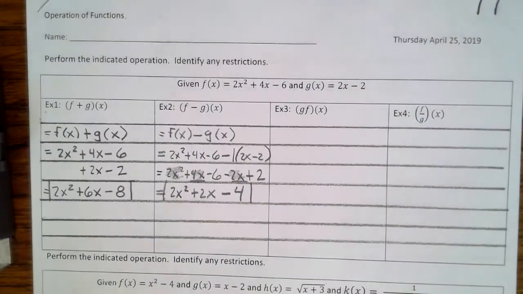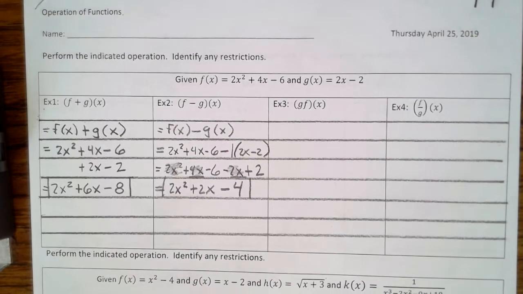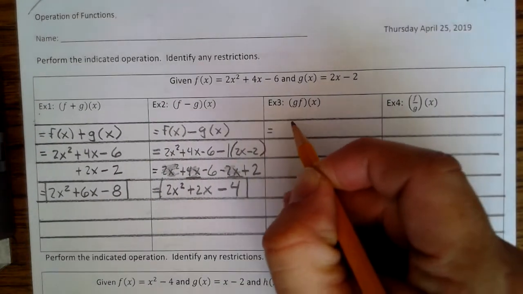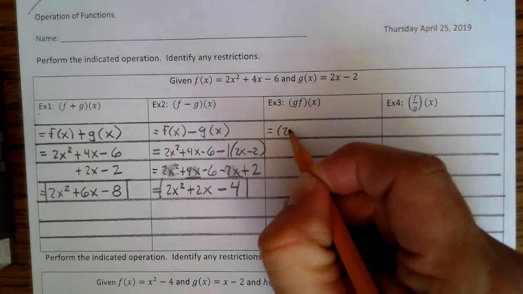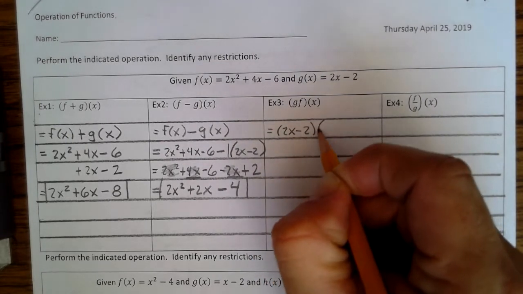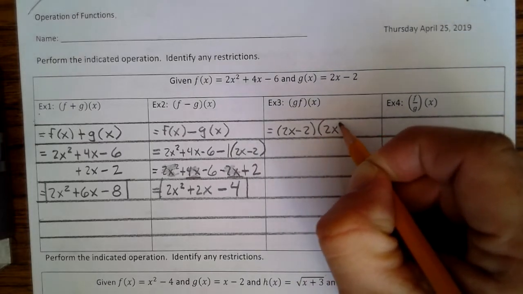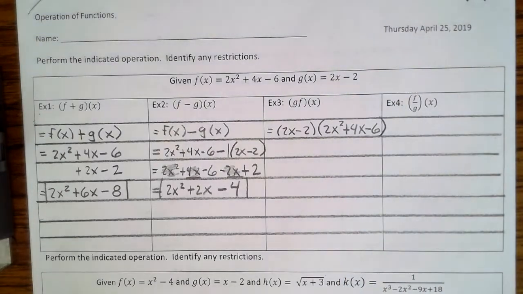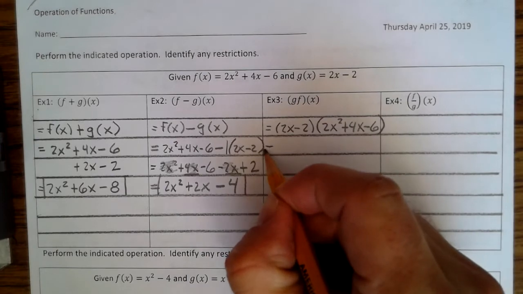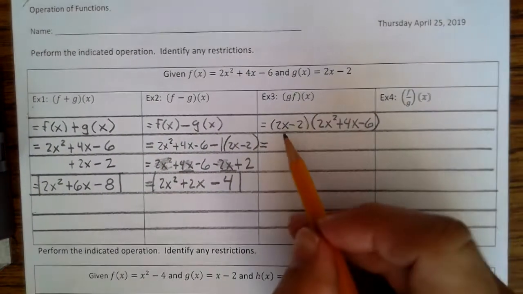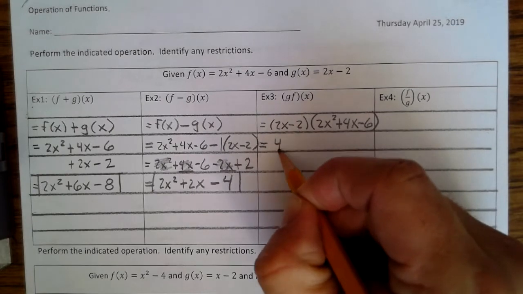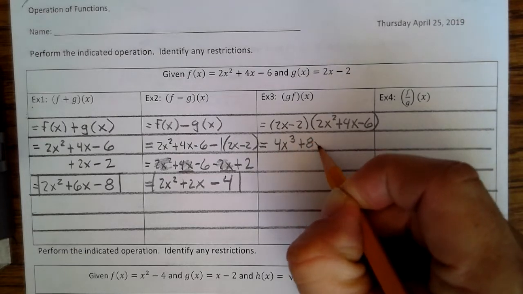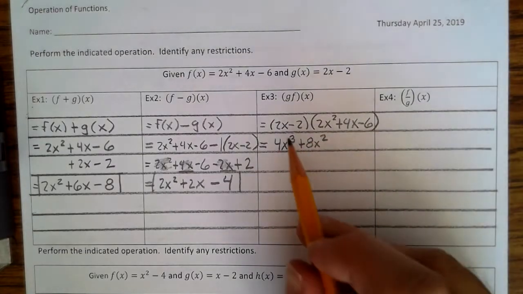Okay, now let's take a look at example 3. Now here, that's g of x times f of x. So that's 2x minus 2 times 2x squared plus 4x minus 6. So here we FOIL. So 2x times 2x squared is 4x cubed. 2x times 4x is 8x squared. And then 2x times negative 6 is negative 12x.